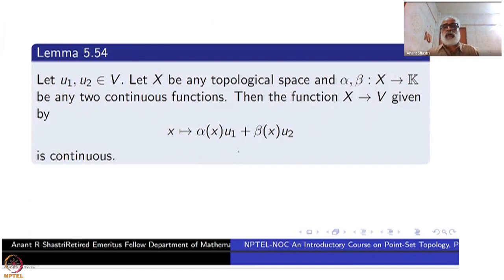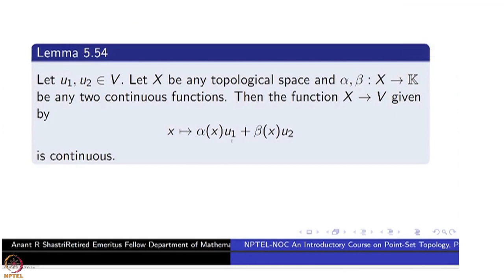But it's a function now, as x varies on X into V. So this function is continuous. These are elementary things which we have observed inside Rn and so on, right? So the same thing we are observing in any topological vector space. What is the proof? The proof is precisely this: scalar multiplication and addition are continuous. That's all.